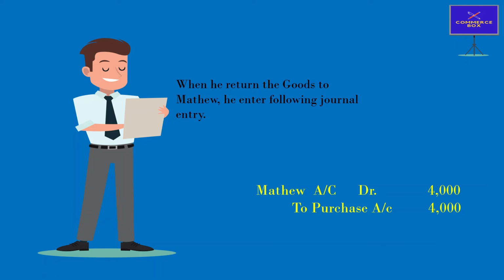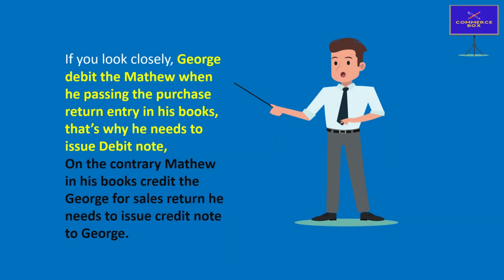In the books of Matthew, when he received his sales return goods, he enters the entry: sales account debit rupees 4,000, to George's account rupees 4,000. Because he credited Mr. George's account by rupees 4,000, he needs to issue a credit note to Mr. George. If you see on your screen, now you know why they issue the debit note and credit note.